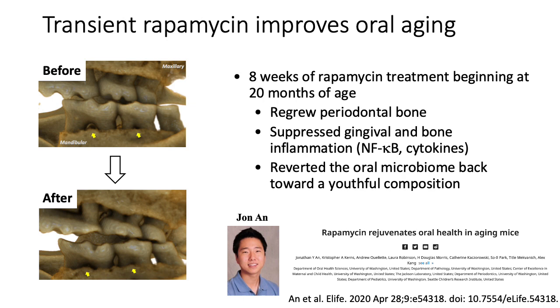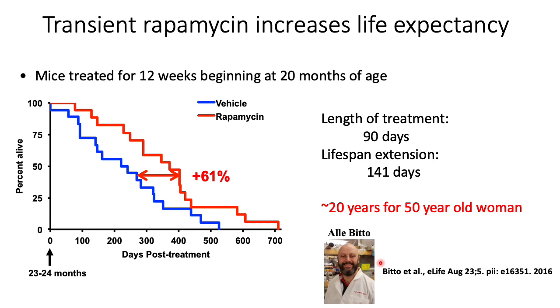And then this is another study that Alessandro Bito published when he was a postdoc in my lab, where we asked a very simple question: what happens if we take an old mouse and treat it with rapamycin for 12 weeks, and then we don't do anything else? We just put them back on the shelf and let them live out the rest of their natural life. And it turns out that you can get pretty robust lifespan extension. So this is one cohort. We did it in males and females at a couple different doses. Again, it's published if you're interested.